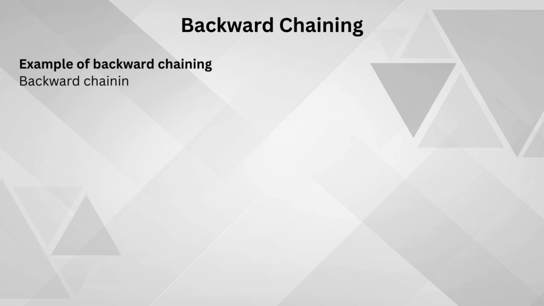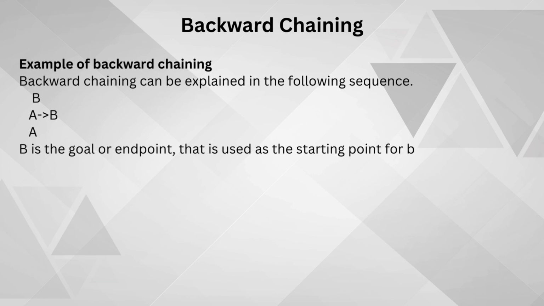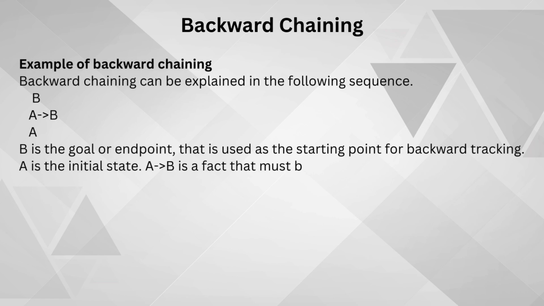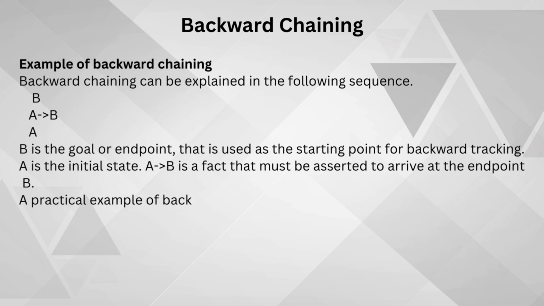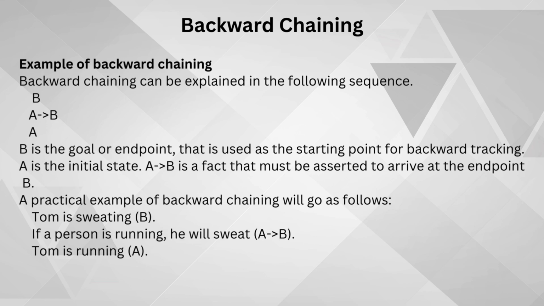So, let us see an example of backward chaining, solving Tom's sweating mystery. We will take the same example which we have taken for forward chaining, that is Tom's sweating mystery. To solve a mystery about why Tom is sweating, we will use backward chaining to uncover the clues step by step. So, step number 1, that is the goal, which can be represented as B. So, our main goal, our mystery to solve, is why Tom is sweating. So, sweating, which is B, is our end point, like reaching the treasure at the end of a treasure hunt.